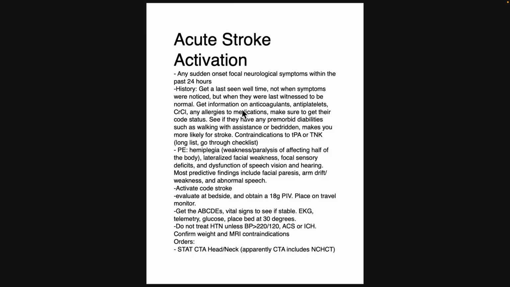You get information on anticoagulants, antiplatelets, creatinine clearance, any allergies to medications, make sure they get their code status, what is their DNR, DNI status. If they have any premorbid disabilities such as walking with assistance or bedridden, this makes you more likely for stroke. You get any contraindications of TPA or TNK. There's a long list. Make sure you go through the checklist.